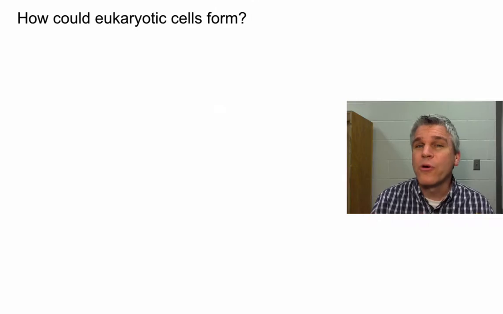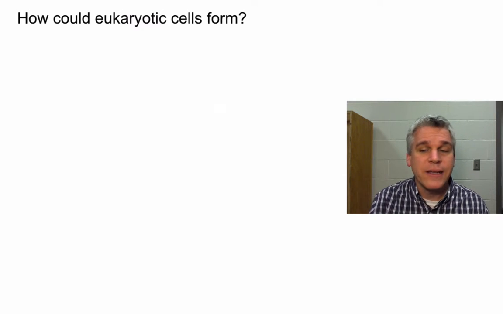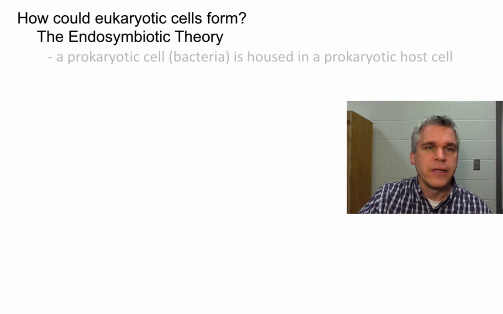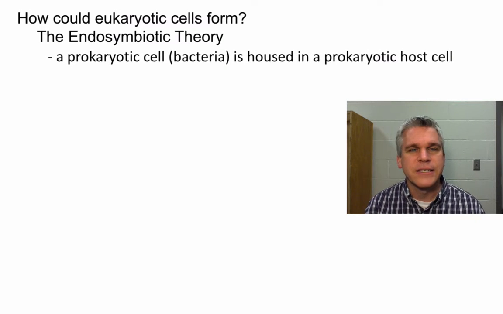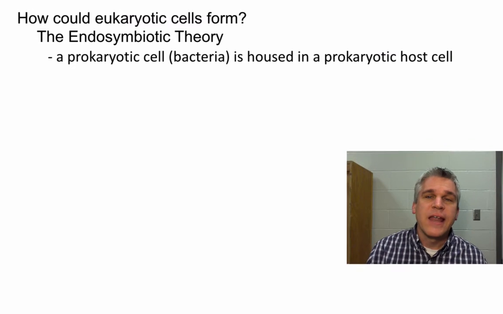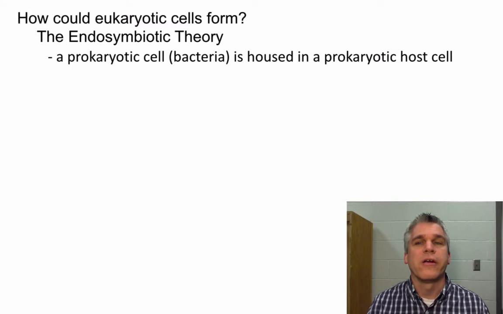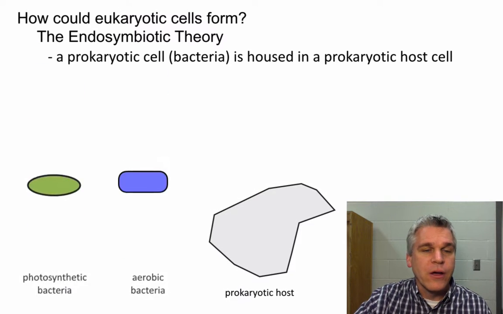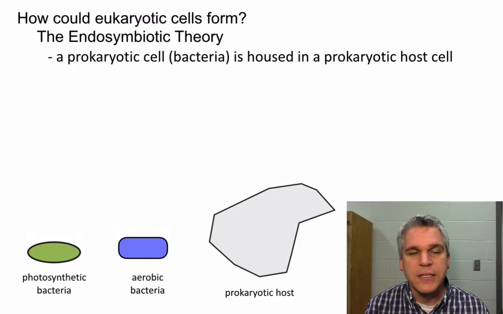But then how can we get more complex cells? How can we get eukaryotic cells? Well, there is a theory called the endosymbiotic theory that says that a prokaryotic cell, which is a bacteria, is then housed inside of another prokaryotic cell or its host. So let's say here we have a prokaryotic host. Here's a couple different types of bacteria.